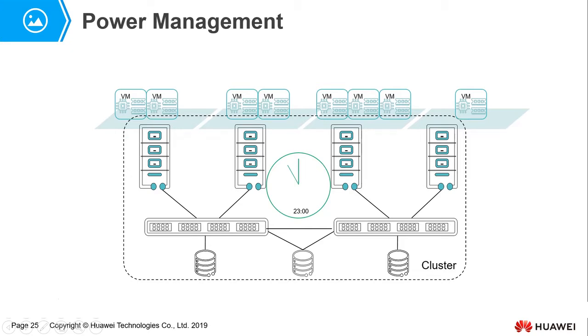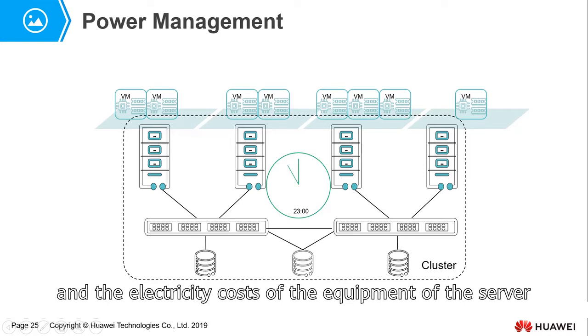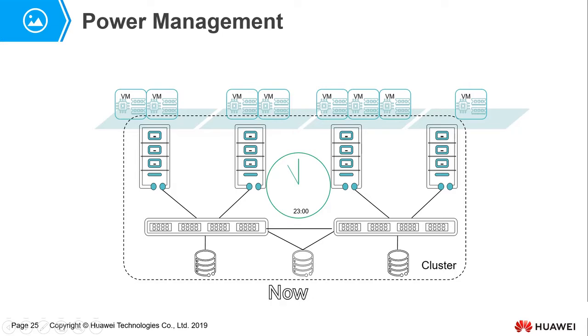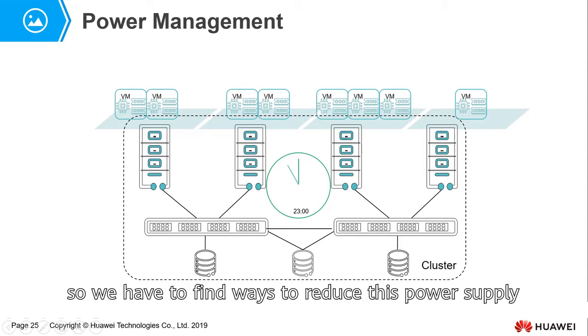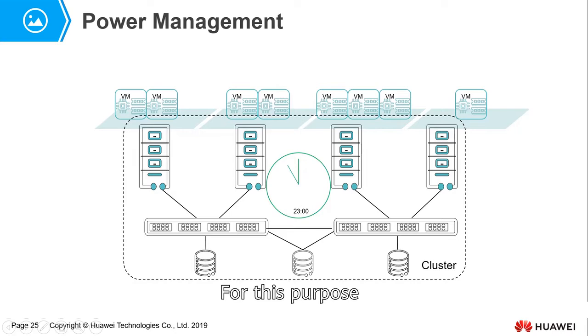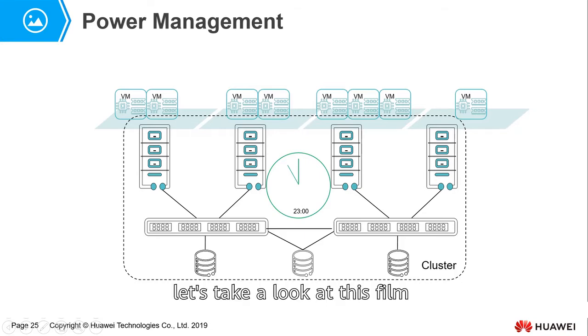Load balancing drives a function called power management, which is mainly for the servers in this cluster. Everyone knows that in the data center, the electricity bill is also a big expense. It includes the power of the servers and the electricity cost of the equipment around the servers, such as air conditioning. Now we are paying attention to green energy saving, so we have to find ways to reduce this power supply. For this purpose, we have power management. Specifically what it looks like, let's take a look at this film.